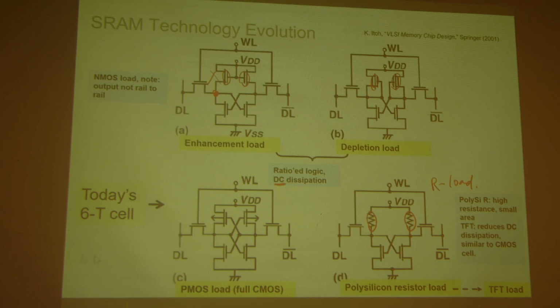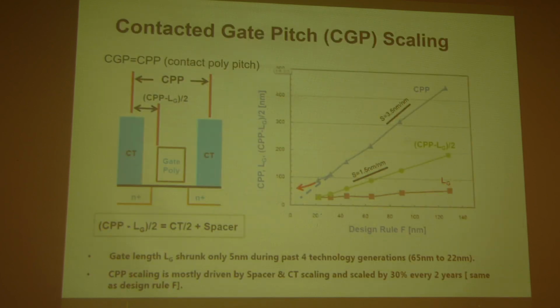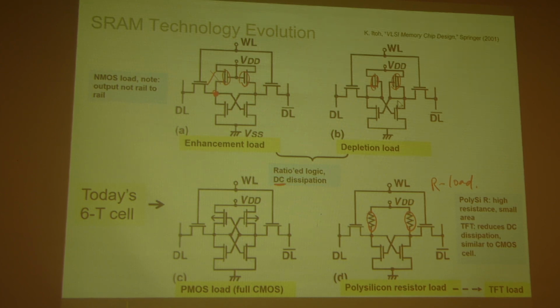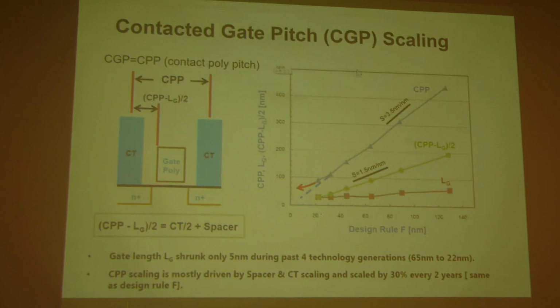But today, the SRAM cell is what we learned before. It's the standard 6T cell, the CMOS version. And so this is just some history. But what is more important is this scaling trend, as we discussed before.